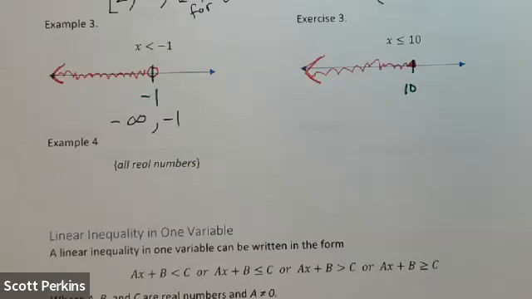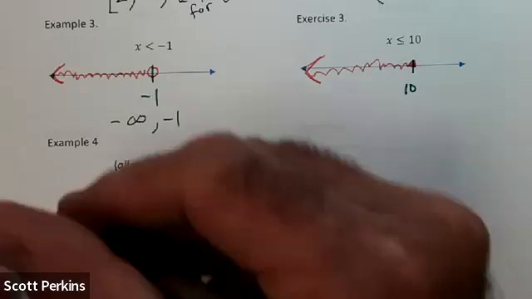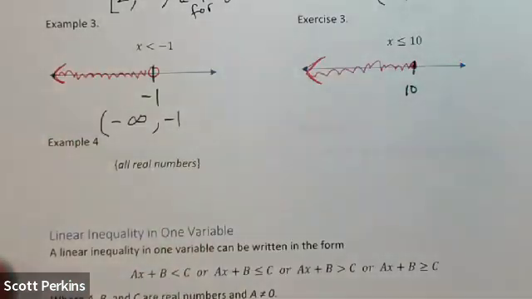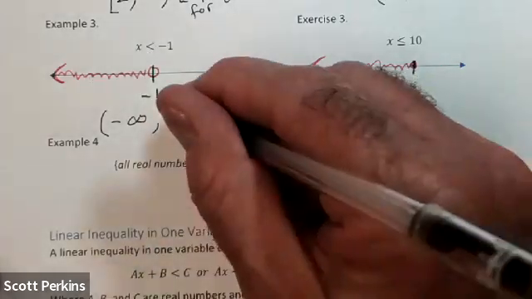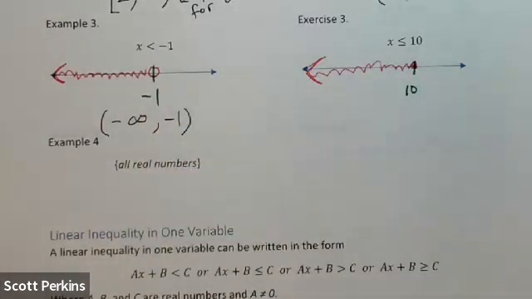The negative infinity functions just like the positive. You're going to put a parenthesis there because you're never going to get there. And on this particular one, since there's no equal sign on my inequality sign, I'm going to use a parenthesis at the -1 side. Exercise 3, please.